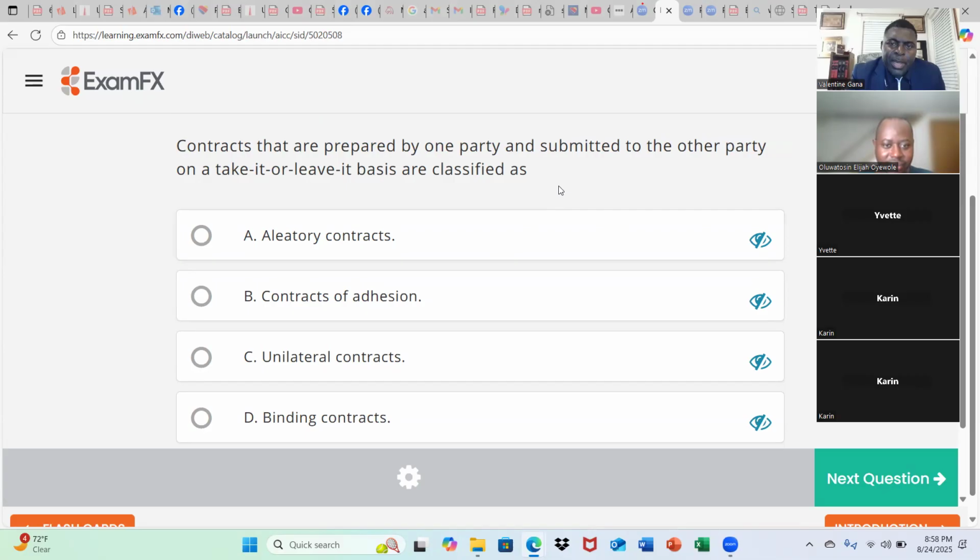Contracts that are prepared by one party and submitted to the other party on a take it or leave it basis are classified as A, aleatory contracts, B, contracts of adhesion, C, unilateral contracts, D, binding contracts. Contract of adhesion. Correct. B. Contracts of adhesion.